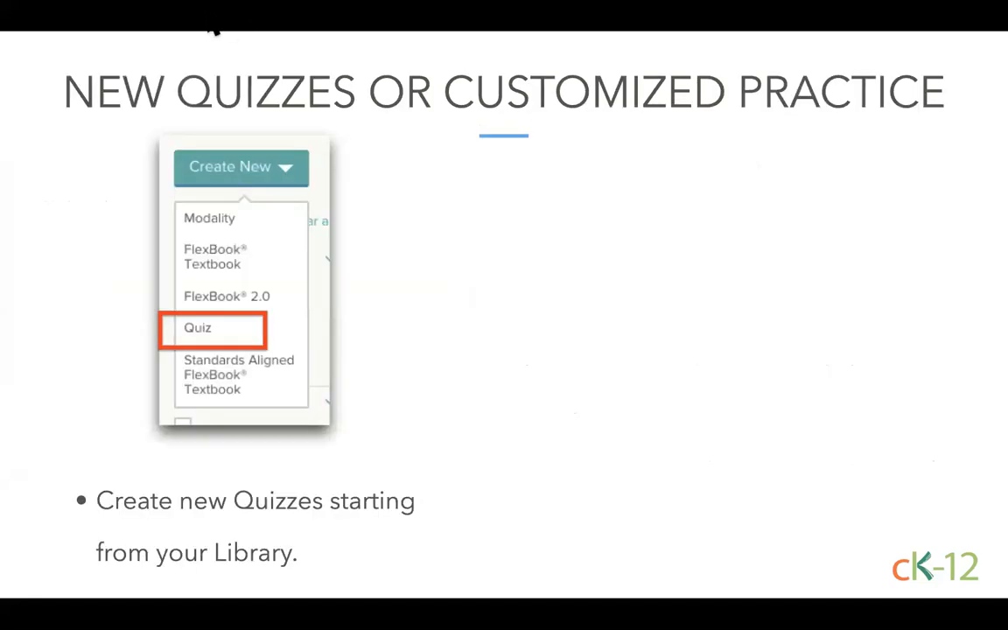So the first thing you might want to do is create a new quiz. Let's say you want to build one of your own. You can do that from scratch by going to your library, and just where I showed you how to create a new FlexBook 2.0, right under that is the option to create a new quiz. From there, you'd pull existing questions from our database or write your own if you'd rather do that.